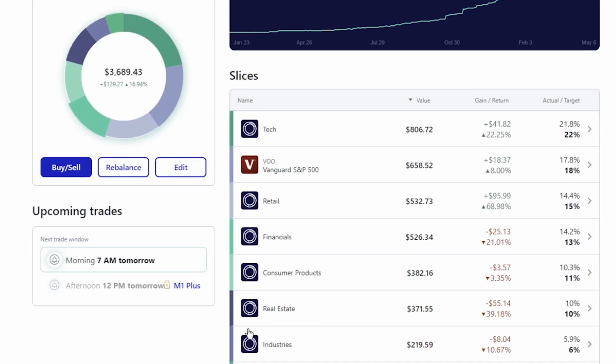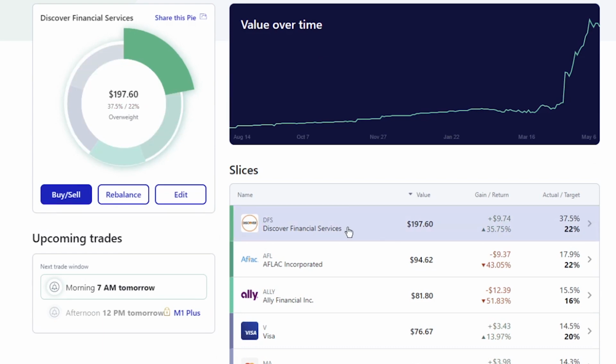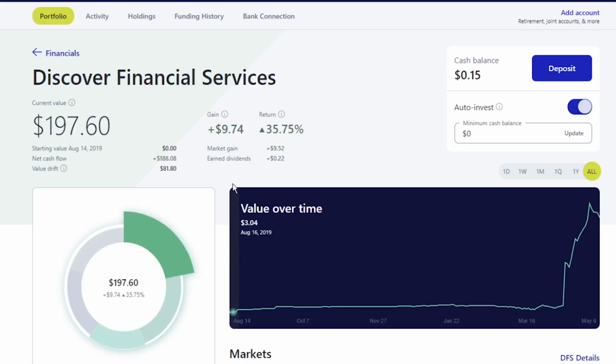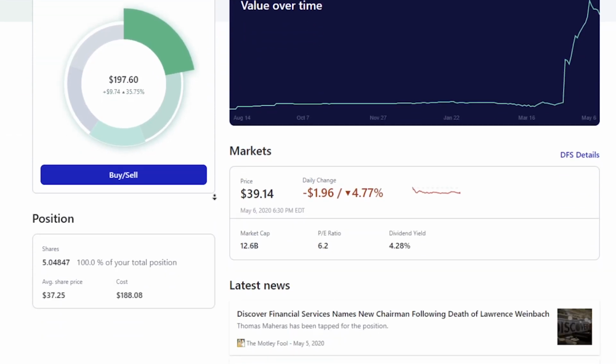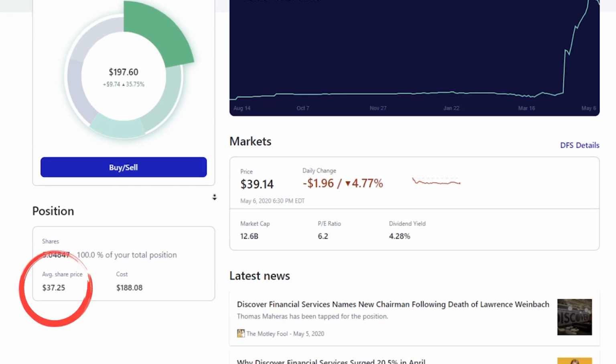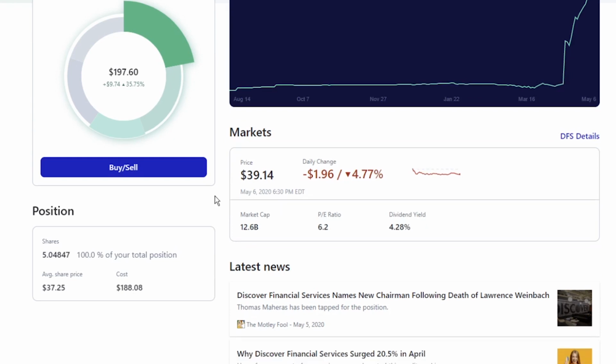So we can go back into my financials here. In total for this, I am up $9.74, like we saw earlier. From this screen over here, we can see that the average price came out to $37.25 for all my shares of Discover, where if I didn't dollar cost average, this number would be much higher, around the $79 to $80 price range. Since we averaged the share price down to $37.25, and the actual market price right now is $39.14, we are up that $9 and some change on the portfolio because we did that dollar cost averaging.